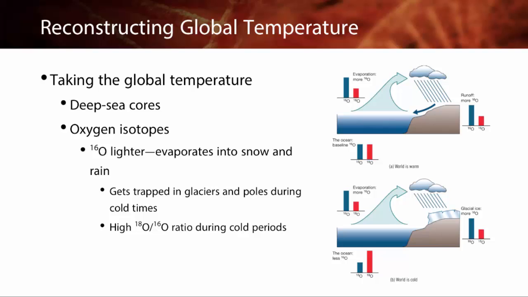Oxygen is composed of two isotopes. Oxygen-16, the lighter isotope, more easily evaporates into snow and rain and gets trapped in glaciers and poles during cold eras. So in sections of deep sea cores that have high oxygen-18 to oxygen-16 ratios, we can infer that these were relatively cold periods of time.